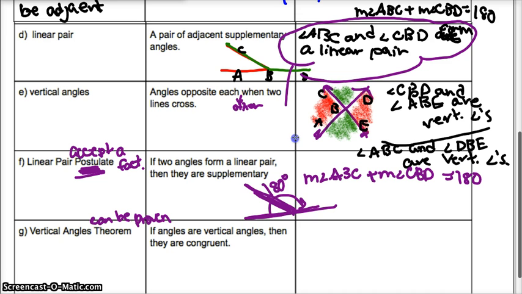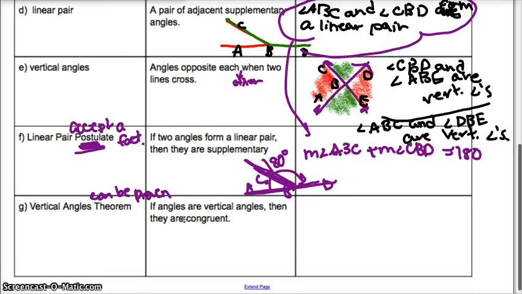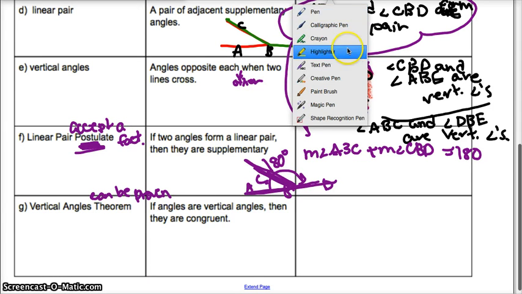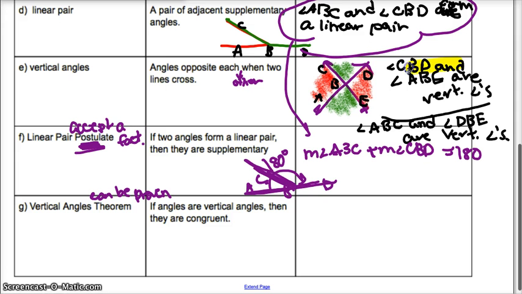So it's basically that diagram drawn down here, A, B, C, D. The linear pair postulate says that if two angles form a linear pair, yes, this angle and this angle do indeed form a line, then they have to be supplementary, meaning they have to equal 180. And similar for the vertical angles theorem, this says that if angles are vertical, then the angles are congruent. So if you notice up here, we listed that these angles are vertical, and then we listed that these angles are vertical.